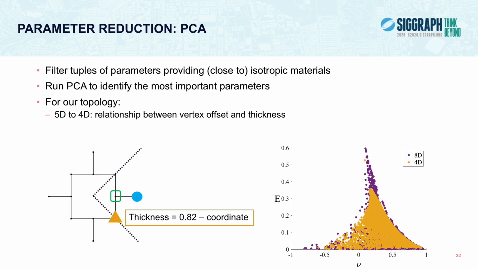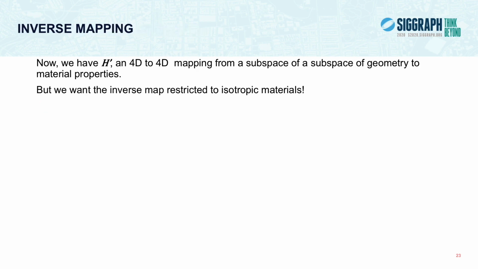In our case, we were able to identify with PCA a linear relationship between thickness and coordinate of a node, reducing our parameter space to 4D, while keeping a good coverage as seen in yellow in the chart. Notice that this last reduction also doesn't compromise much of our coverage. Now, we have a 4D to 4D map from a subspace of geometric parameters to 4D space of material properties, but we want the inverse mapping.